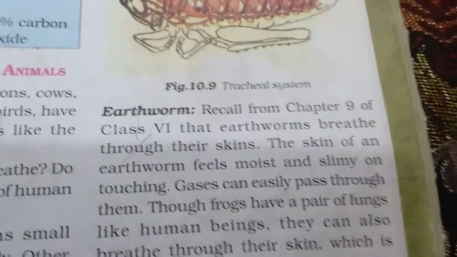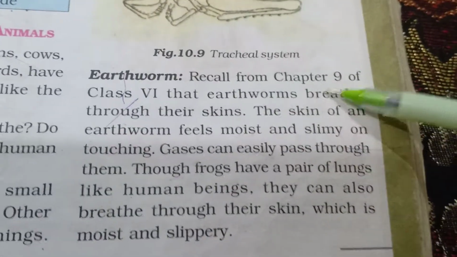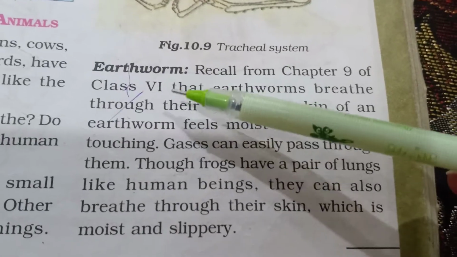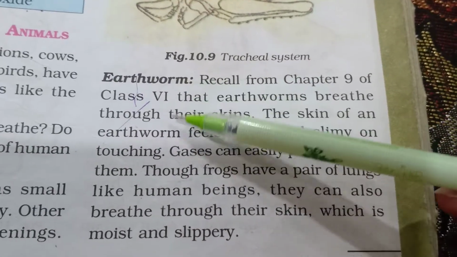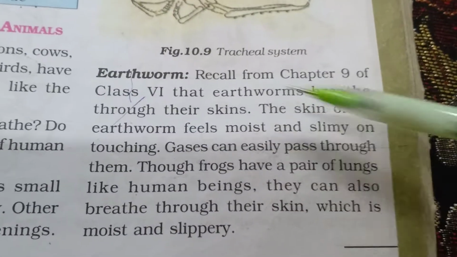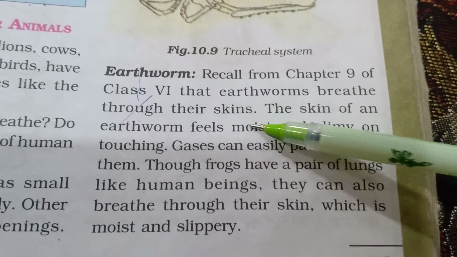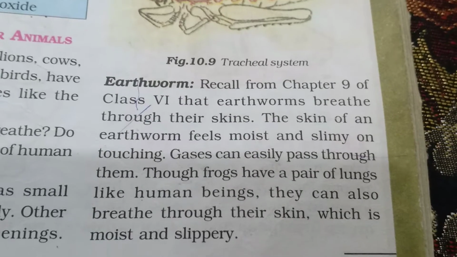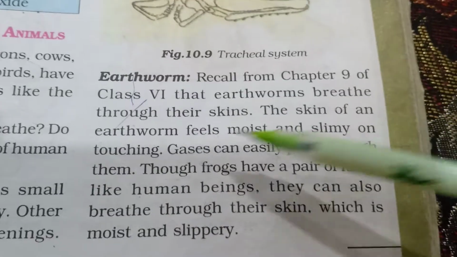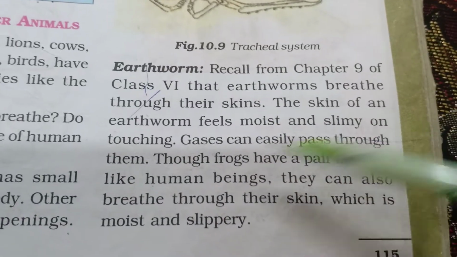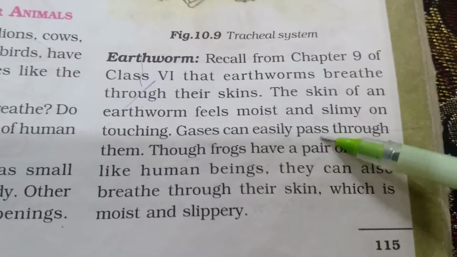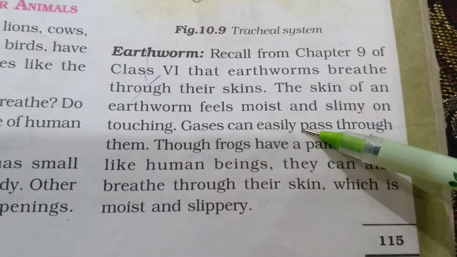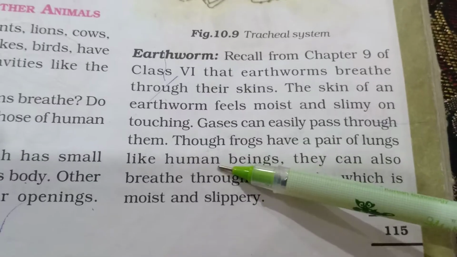Now let's talk about earthworms. Recall the chapter number 9 of class 6. You have already discussed about earthworm in class 6, that earthworm breathe through their skin, through their moist skin. Earthworm देखा है आपने कभी? उसकी skin होती है बड़ी moist सी और slippery सी skin होती है उसकी. The skin of earthworm feels moist and slimy on touching. Gases can easily pass through them. उनके अंदर से gases जो होती हैं easily pass हो सकती हैं.